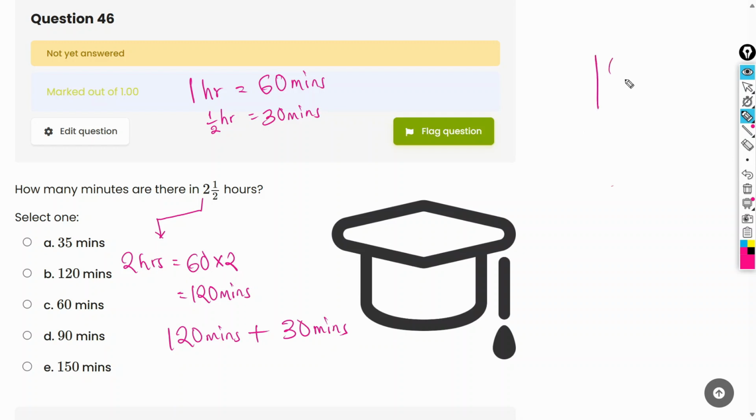So we can do that here. 120 plus 30. 0 plus 0 is 0. 2 plus 3 is 5. 1 plus nothing is 1. So that's 150 minutes.